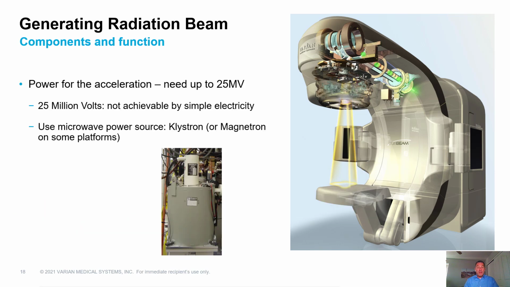We are in the final stage of beam generation. The radio frequency generator system produces microwave radiation used in the accelerating waveguide to accelerate the electrons to the desired kinetic energy. Our power source is either going to be a magnetron or a klystron. In our case here, for the TrueBeam, it's a klystron, and it is positioned in the gantry stand.